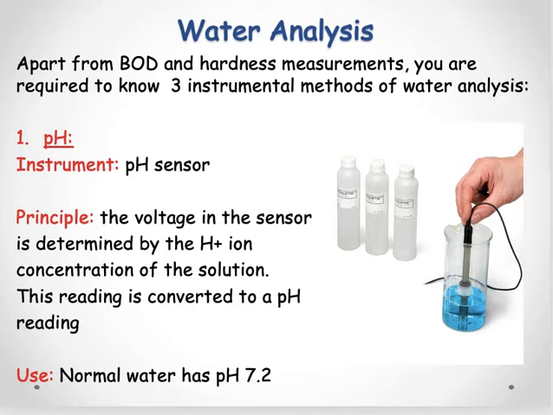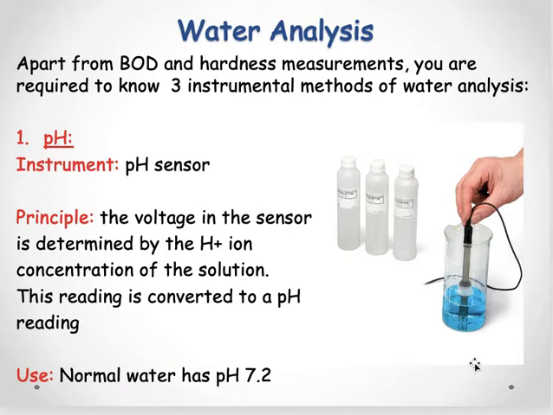Now this brings us to the last part of our chapter, which is water analysis. We've already done a certain amount of water analysis. We looked at hardness in water and we looked at dissolved oxygen and biological oxygen demand. In addition to those two, you will have to know about three instrumental methods of water analysis, and they're fairly straightforward. The first one is pH, and the instrument that's concerned here is a pH sensor, and we've seen these before hooked up to a data logger usually. And the principle on which they work is that the voltage generated in that sensor is determined by the hydrogen ion concentration in the solution.